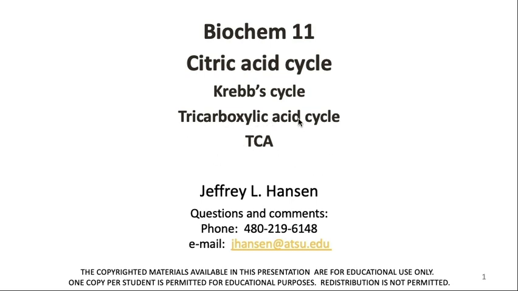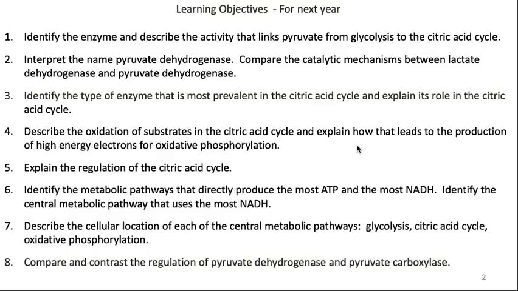Tricarboxylic acid, because a number of the intermediates in the citric acid cycle have three carboxylic acid groups on them. Just like with glycolysis and gluconeogenesis, I don't want you to memorize a single enzyme name, but I want you to be able to interpret every one of those enzyme names.